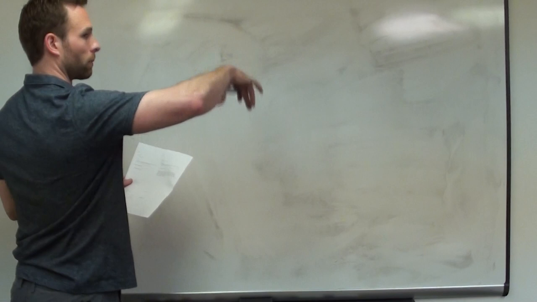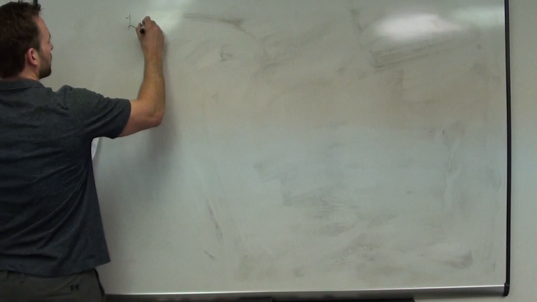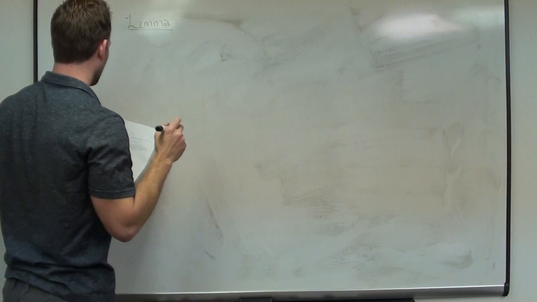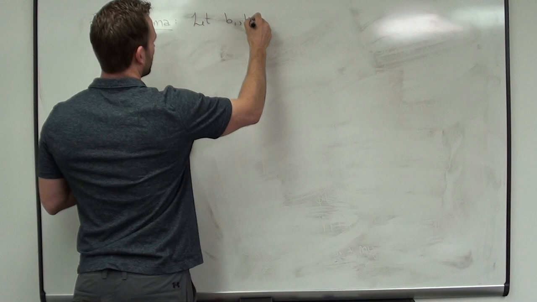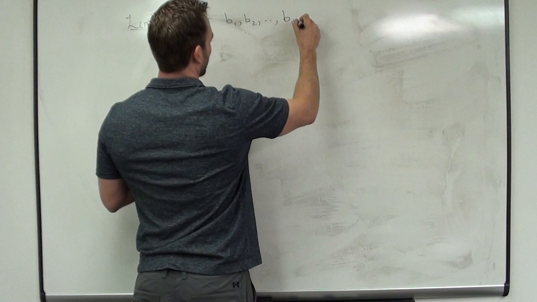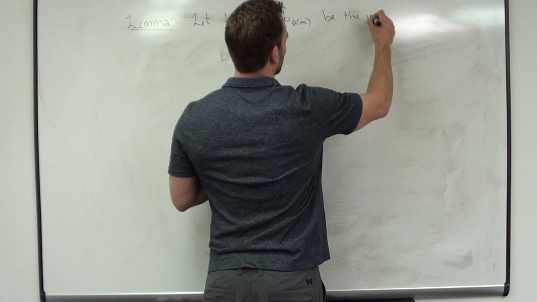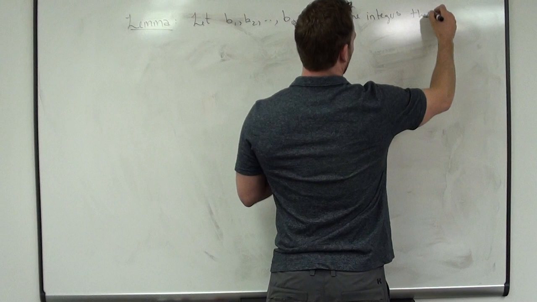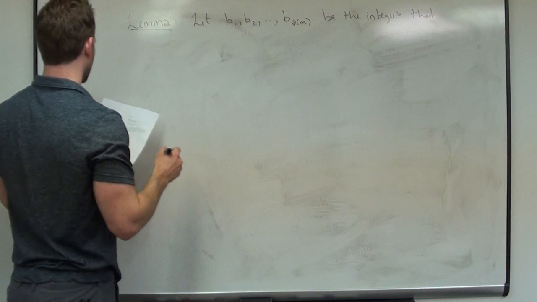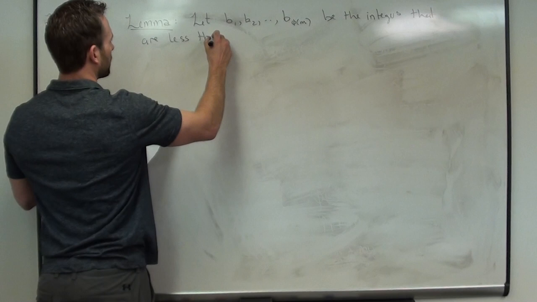We're just using Chapter 10 now by dropping that p as a prime number. So our lemma, which is very similar to our lemma in Chapter 9, says: let b1, b2, all the way up to b sub phi(m), where phi(m), remember, is Euler's phi function, be the integers less than m and relatively prime to m. So this is really the set of those guys, is all it is.